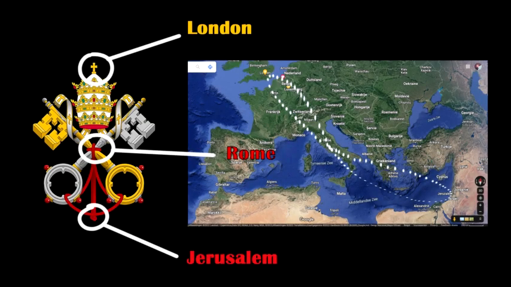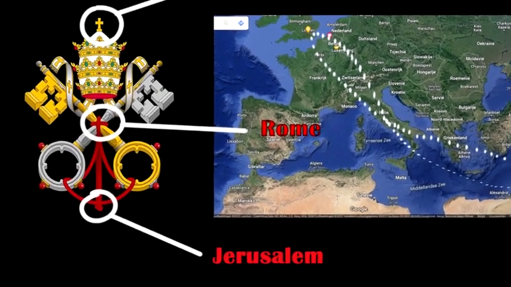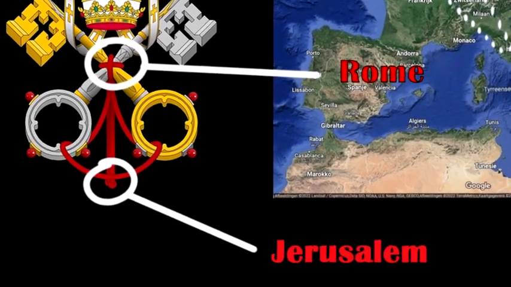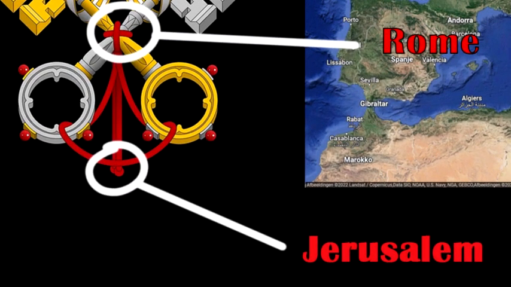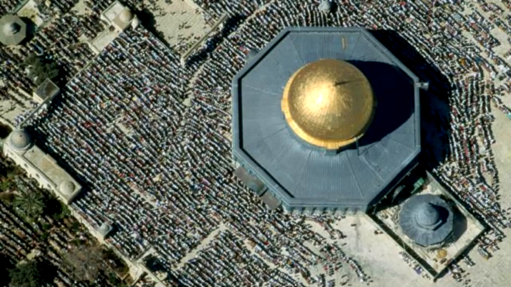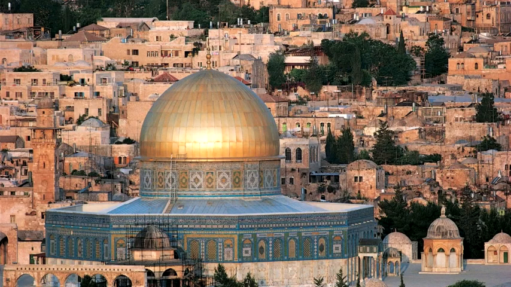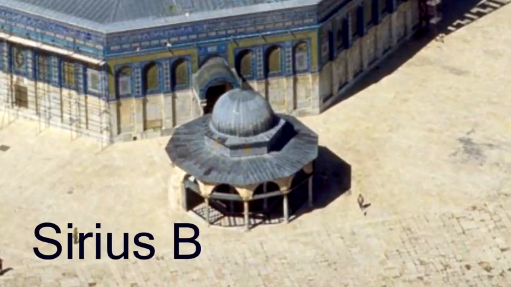So we had Rome, London, but what about Jerusalem? Well, the first building that comes to mind is the Octagon, the Dome of the Rock. Looks like Sirius B to me.